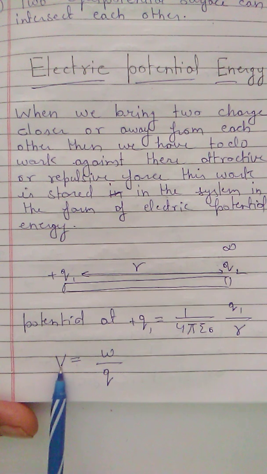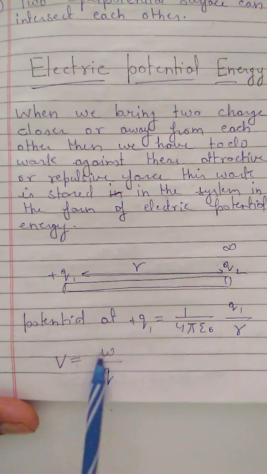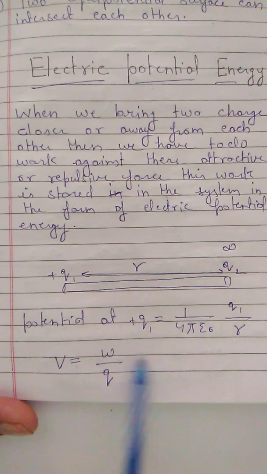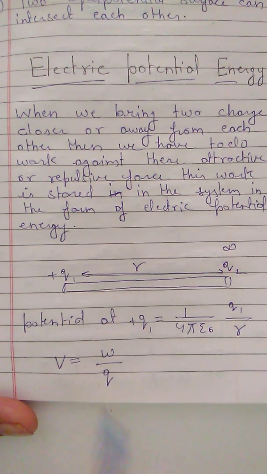Now we know that V equals W upon Q. So what we have to do is calculate this W. W is the potential energy. So we are calculating W. W equals V into Q.